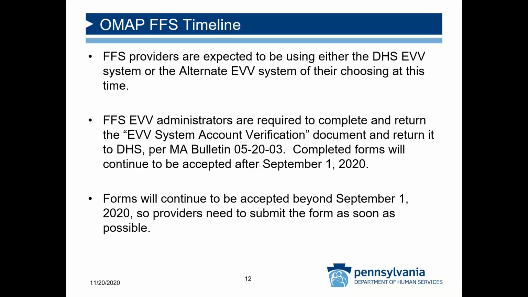Fee-for-service providers are expected to be using either the DHS EVV system or the alternate EVV system of their choosing at this time. Fee-for-service EVV administrators are required to complete the EVV system account verification document and return it to DHS per MA Bulletin 052003. Completed forms will continue to be accepted after September 1st, 2020, so providers need to submit the form as soon as possible.